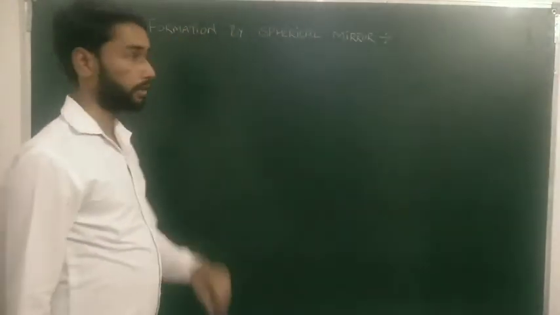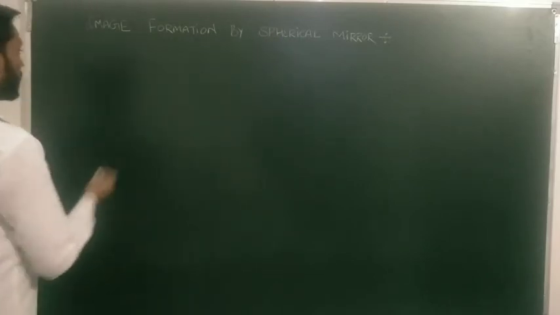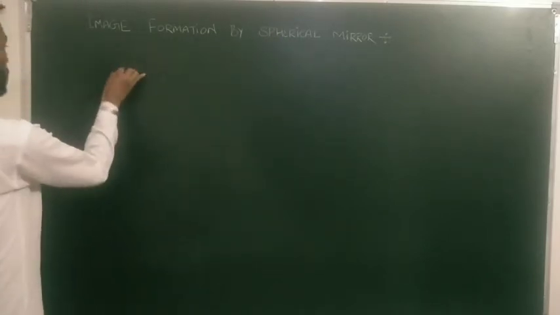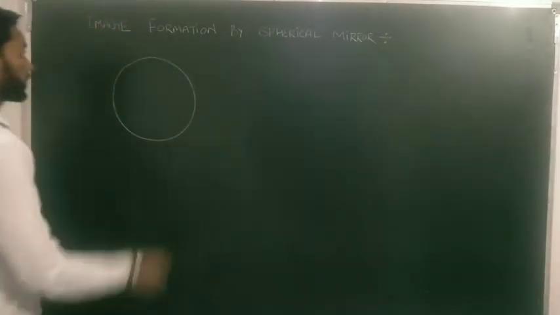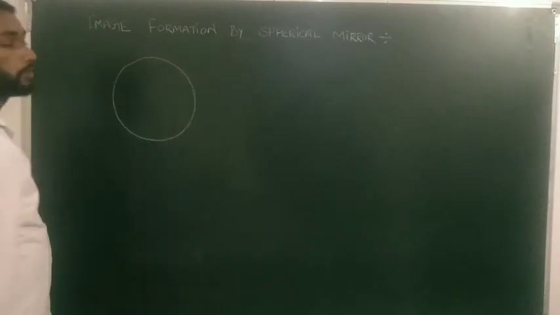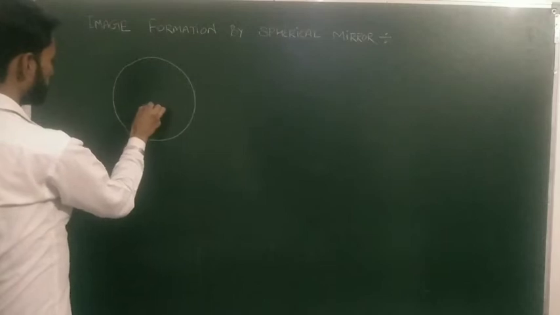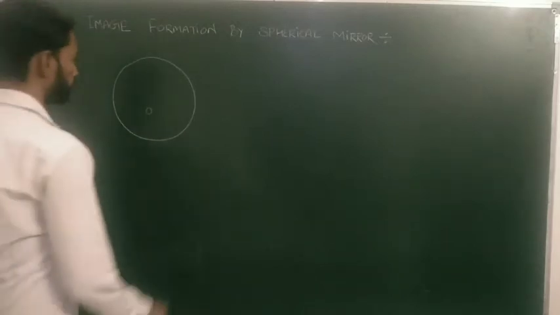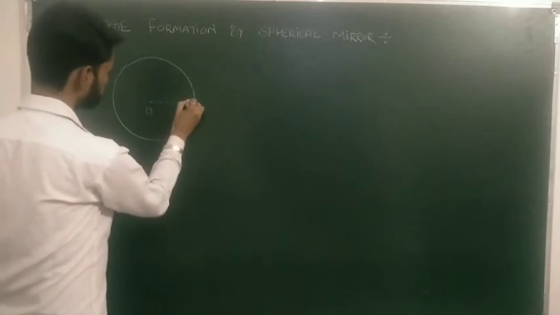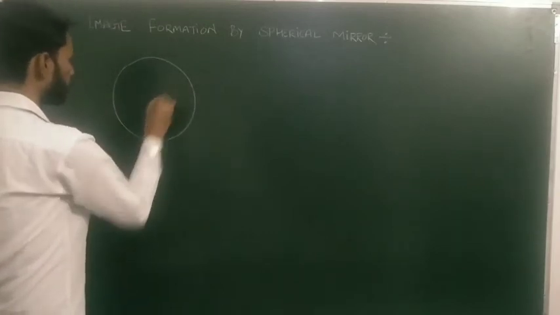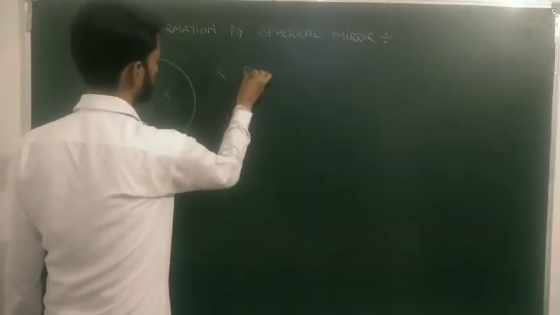So what is a spherical mirror? Now we discuss the spherical mirror. A spherical mirror is basically in the shape of a sphere. This is the center of the sphere, O, and there is the radius of the sphere, which we say is R. What is R? R is the radius of the sphere.